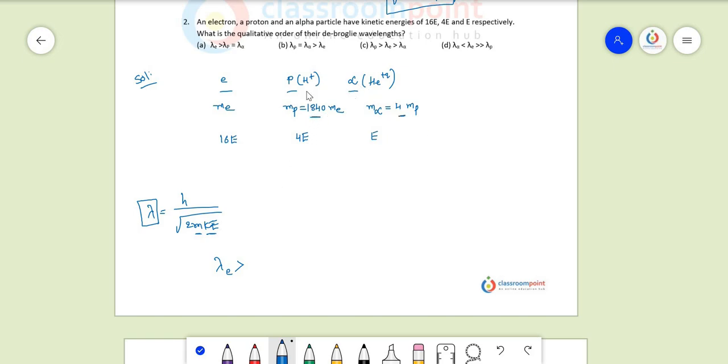Now, let us take the proton and alpha particle and multiply the mass and kinetic energy of these two particles. Mass of the proton is mp and its kinetic energy is 4E. So, its total value is mp times 4E. And in the case of helium plus 2, meaning the alpha particle, its mass is m alpha and its kinetic energy is E. And m alpha means 4mp. So, let us substitute that value: 4mp times capital E. And here also it is nothing but 4mp capital E. So, their mass and kinetic energy values are the same. In such a case, the lambda value becomes equal. So, lambda of a proton is equal to lambda of an alpha particle. Hence, option A is correct.